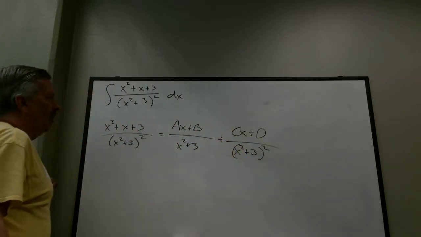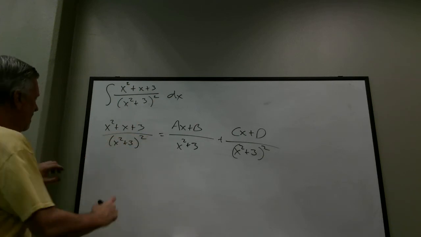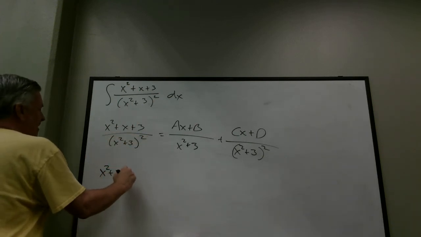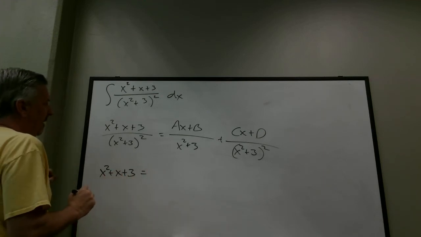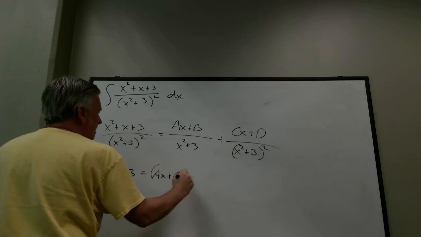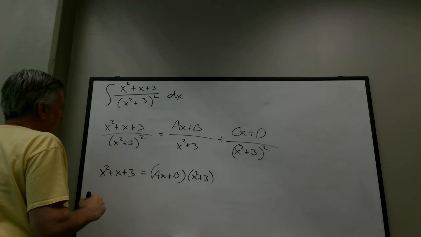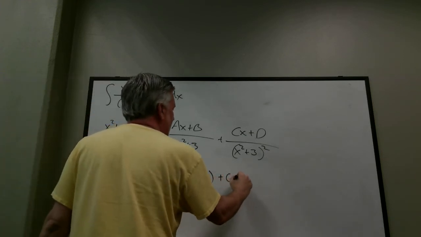Okay, so let's multiply both sides of the equation by x squared plus 3 squared. So on the left, I get x squared plus x plus 3. One of the x squared plus 3's cancels, so I get ax plus b times x squared plus 3. And then the x squared plus 3 squared cancels, and I get cx plus d.